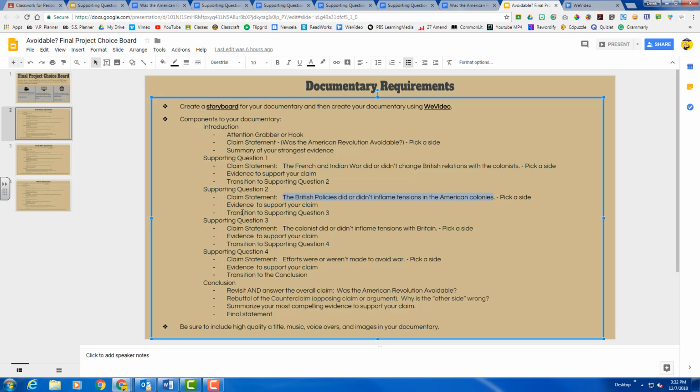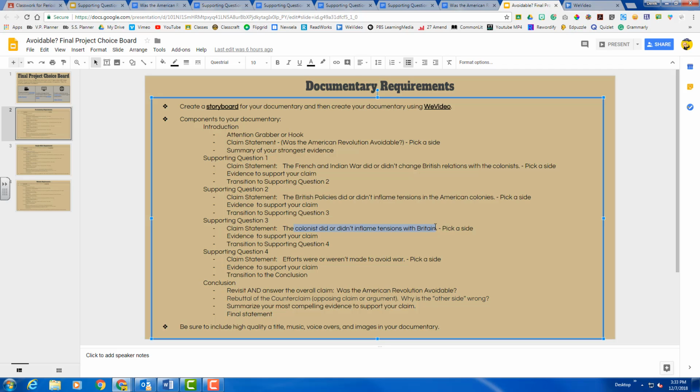And then you want to transition into supporting question 3, which talks about the colonists' role. Did they or did they not inflame tensions with the British? Pick a side on that, and then you want to provide evidence on that. I would look at things like the Boston Massacre. Again, for each one of these, you should give me the who, what, when, where, why about each of these things. But you should talk about the Boston Massacre, the Boston Tea Party, tar and feathering of people as a way of intimidating British officials, and boycotts and what role they played.